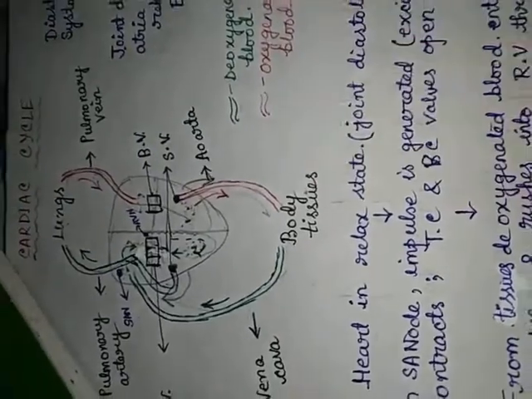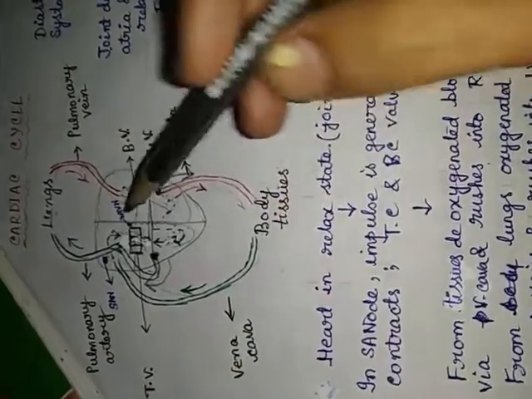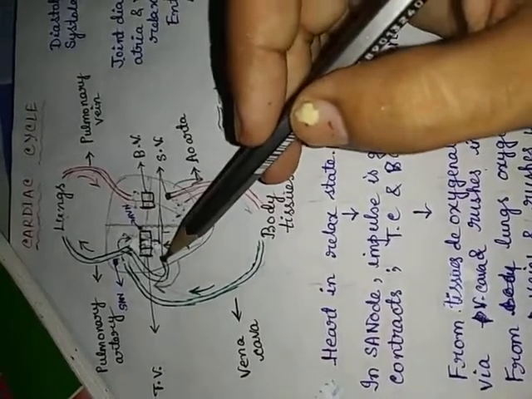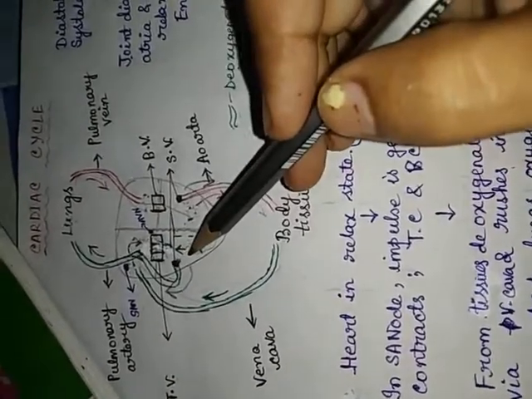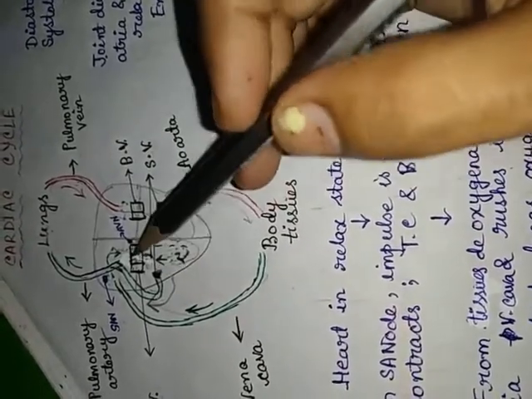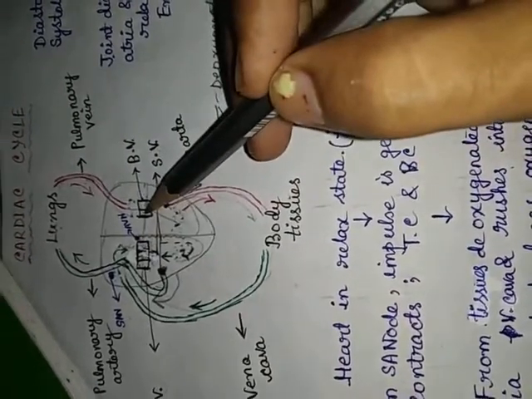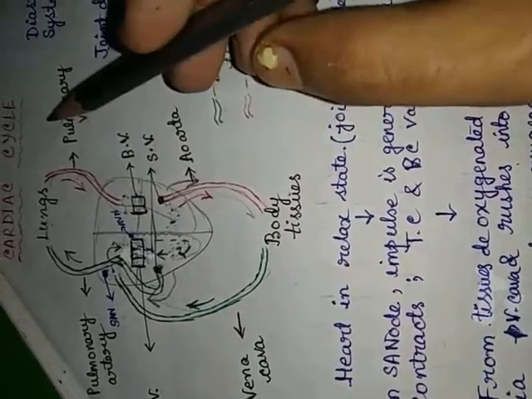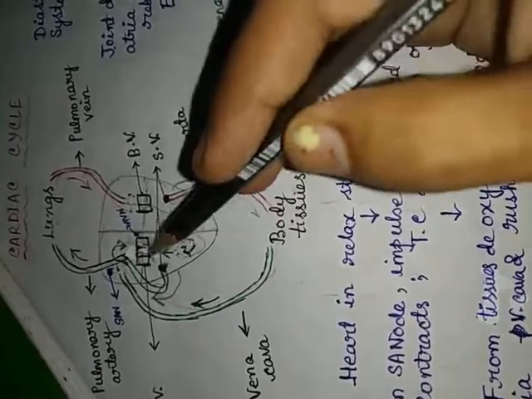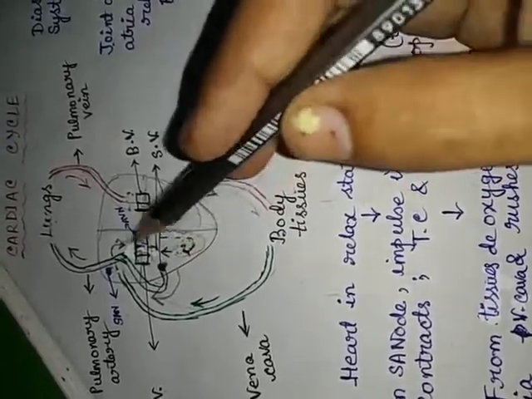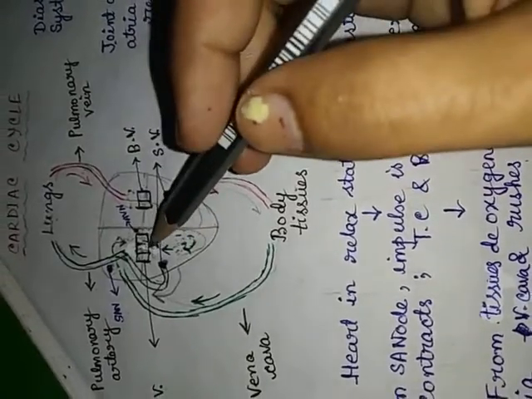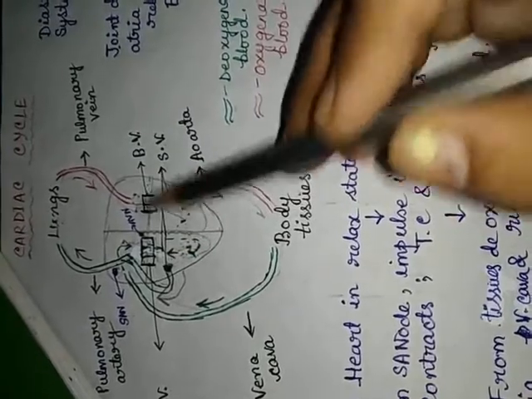From this chamber blood comes to this pathway and enters into the body tissue. Remember one thing, when the bicuspid and tricuspid valves are open, the semilunar valves remain closed, and when the semilunar valves open, the bicuspid and tricuspid valves close to prevent the backflow of blood. If both these valves were open at the same time, there is a probability of mixing of the two types of blood. That's why when these valves are open, those are closed, and when those are open, these are closed.